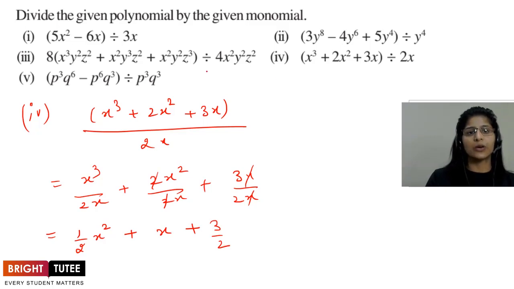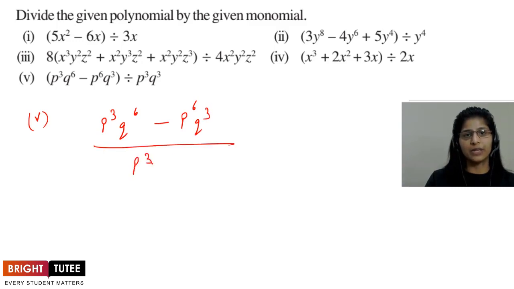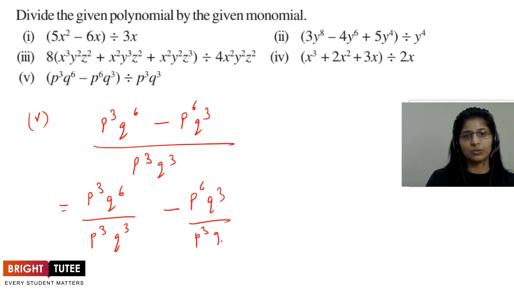Got it? Now we're just left with one more part. Let's solve that, and that is also very easy. We have p cube q to the power 6 minus p to the power 6 q to the power 3, whole divided by p cube q cube. Let's separate the numerators and denominator. p cube q to the power 6 divided by p cube q cube minus p to the power 6 q to the power 3 divided by p cube q cube.